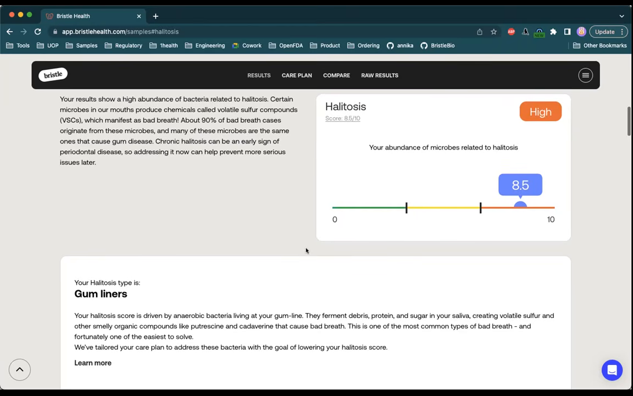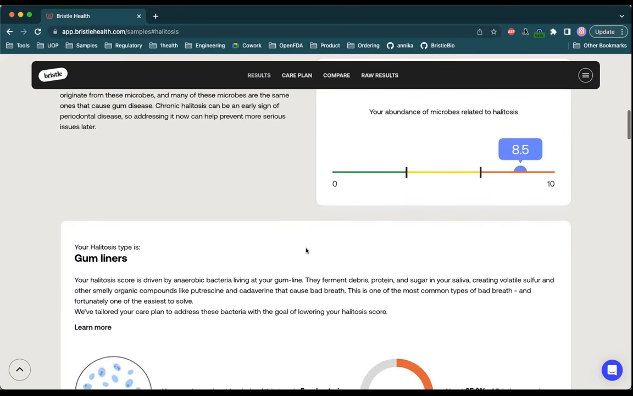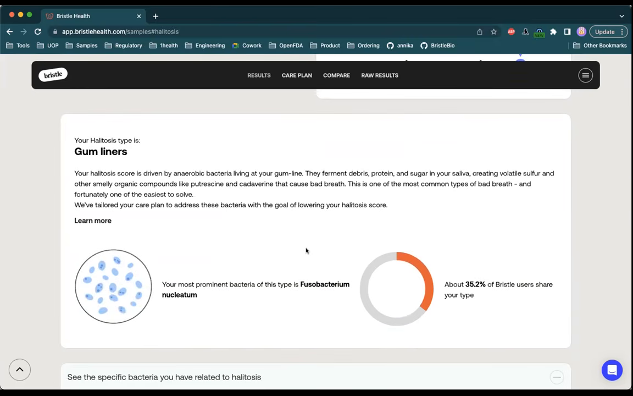In our halitosis score in particular, it tells you what bacteria may be contributing to your halitosis, and it gives you a type. At Bristle, we group them into different types. The three most prevalent ones are probably the gum liners. There are bacteria that live in your gums but don't cause inflammation, things like Dialister and Selenomonas, bacteria that can produce volatile chemicals that smell foul.